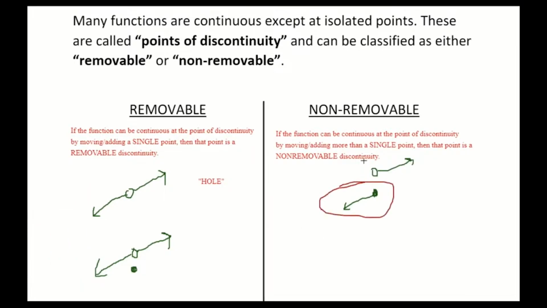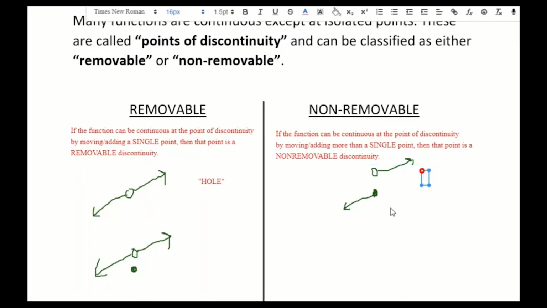And move this up, but that's moving more than one point. Okay, so if I have to move more than one point to make this continuous here, like if I just move this point up here, I still have a discontinuity because the left-hand limit's not going to equal the right-hand limit. So anytime you have to move more than one point, that is called a non-removable discontinuity. This particular type of non-removable discontinuity is called a jump.